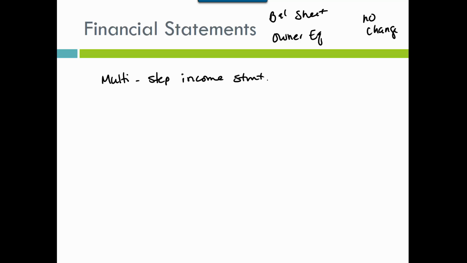So it's still an income statement. It's still revenue and expenses. We just, as it's called a multi-step, have a couple stopping points along the way rather than just revenue minus expenses. One of those is gross profit, which is net sales minus cost of goods sold. So net sales minus one of my expenses, cost of goods sold, gives me gross profit.